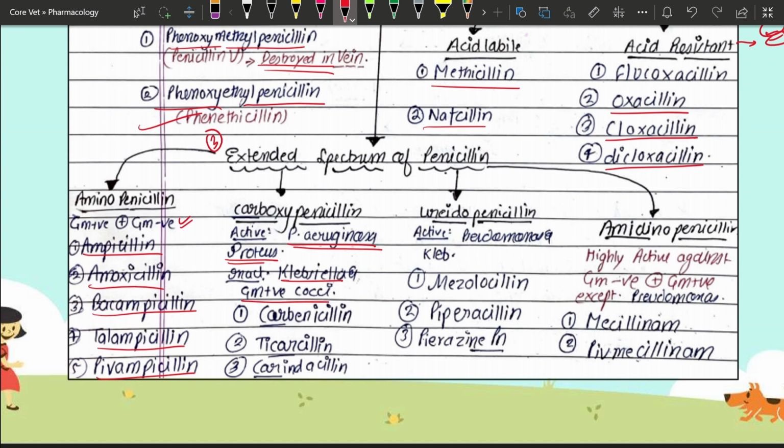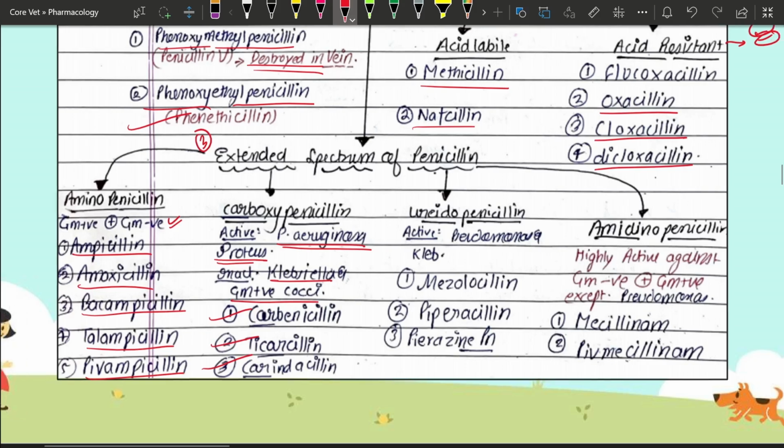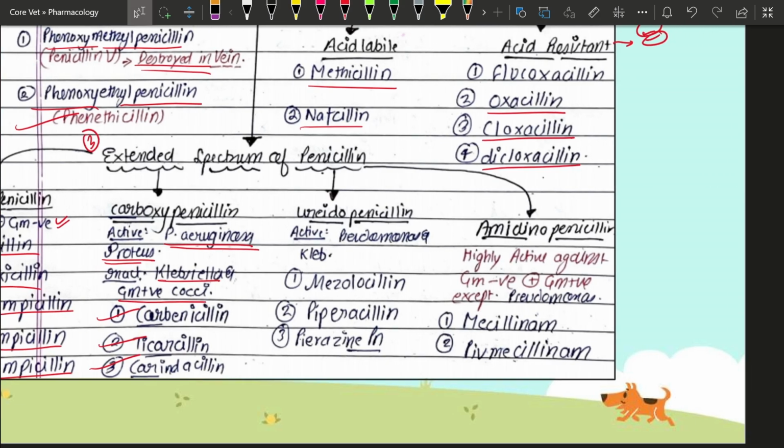Okay, so if we talk about the examples, it would be carbenicillin, ticarcillin, and carindacillin, right? Okay, these three would be the examples in the extended spectrum under the class of the carboxypenicillin. If we talk about the ureidopenicillin, they are also active against the pseudomonas as well as Klebsiella, right? So the examples will be mezlocillin, piperacillin, and azlocillin.